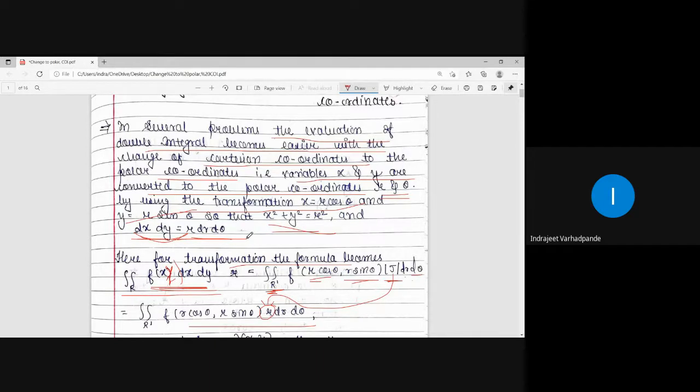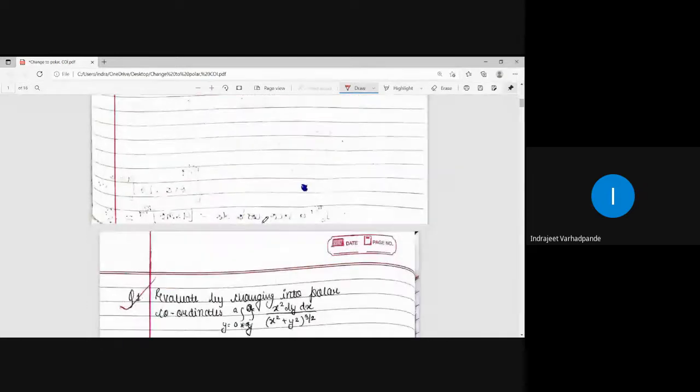Initially, we have the limits for r in terms of theta; we integrate first with respect to r and then with respect to theta. That is what the simplification and the answer is. This is how we try to simplify and get the answer. So this is how we will now be switching over to problem solving.